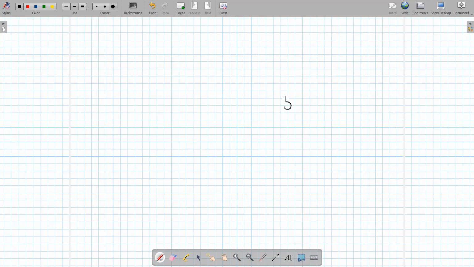Is this a polynomial? 5 to the power of x. What do you think? No, it's not, because this is an exponential function. It is not a polynomial.